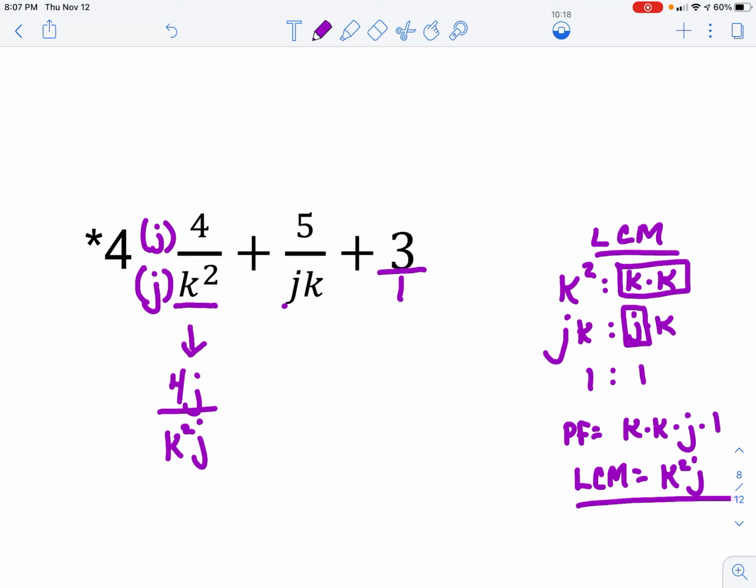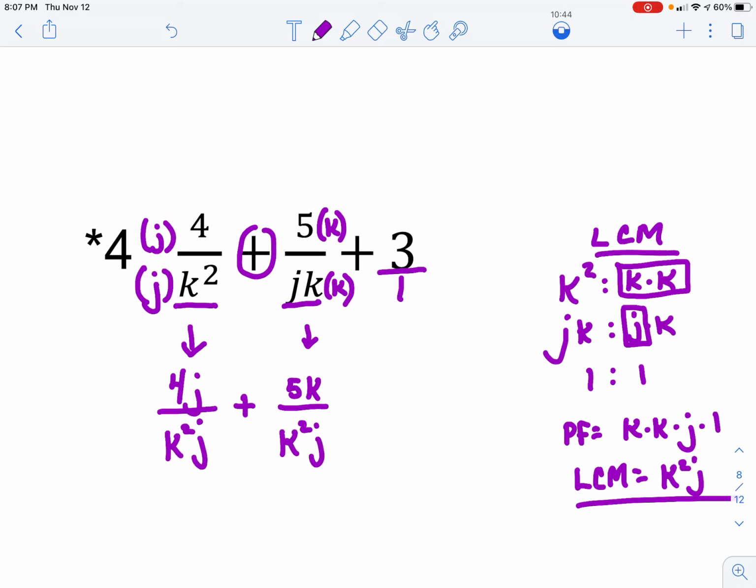Okay, the next one, I have jk, but the k needs to be squared. So what do I need to multiply that with to make it jk squared? I'm going to multiply it with k, and its numerator. So this term now becomes, oops, I'm going to put my plus sign down here, 5k over k squared j.